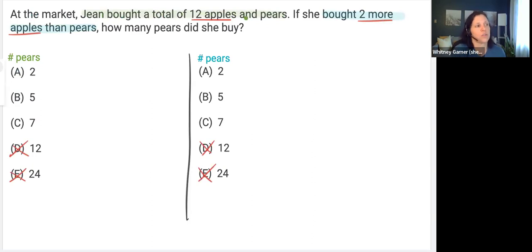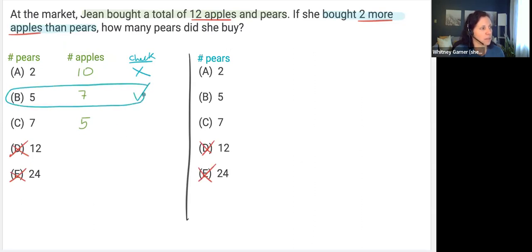So imagine I decided to start with the total of 12 apples and pears. If this is my number of pears, then according to this green sentence, my number of apples is whatever number brings me to a total of 12. So I would have 10 apples or 7 apples or 5 apples. From there, I'm going to check with the remaining relationship and ask, in this scenario, does she have 2 more apples than pears? No. And so it has to be this one. This is the only relationship where she has 2 more apples than pears.